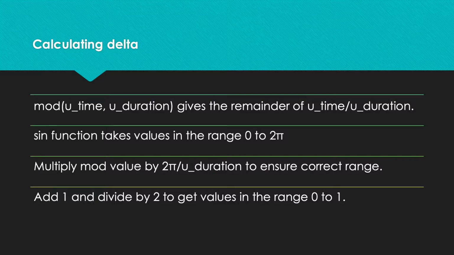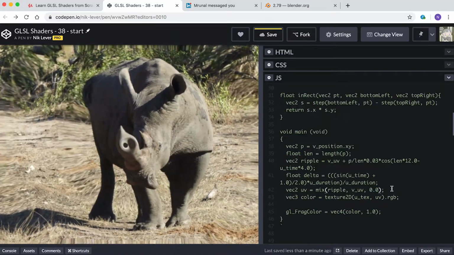We've done this a lot in the course. Using sine in this way is very common where time is included in a shader. Now we know how to ripple a texture.